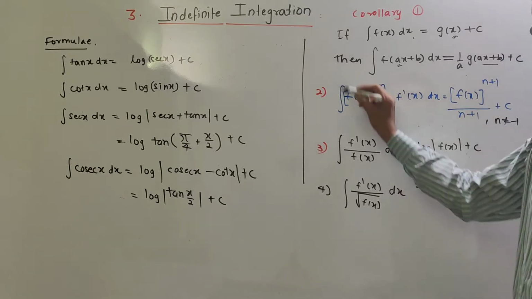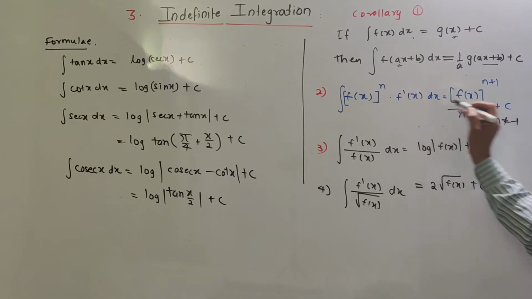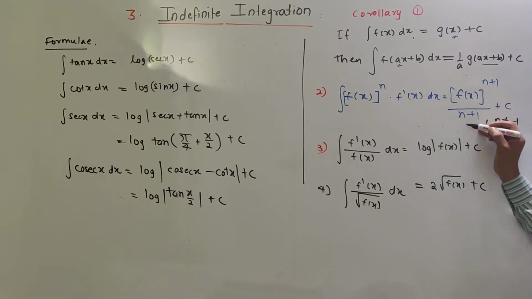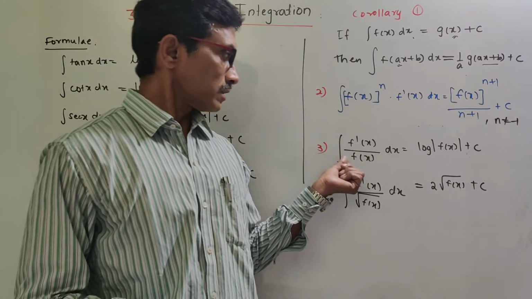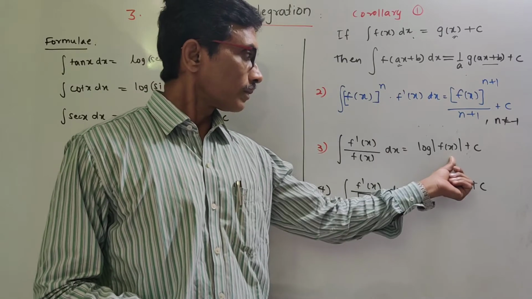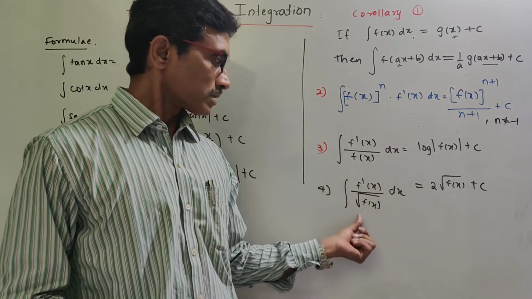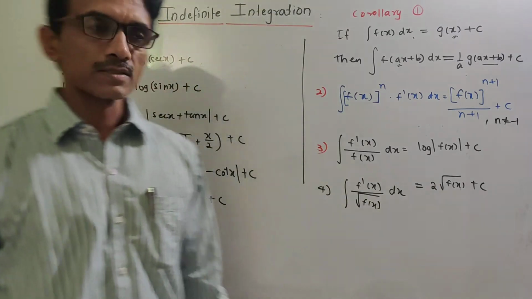Second corollary: integral f(x) raised to power n into f dash of x dx is f(x) raised to power n plus 1 upon n plus 1, plus c. Next corollary: integral f dash of x upon f(x) dx is equal to log of f(x), and integral f dash of x upon root f(x) dx is 2 root f(x) plus c.